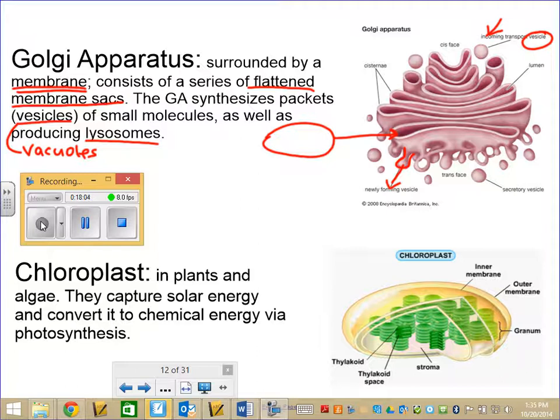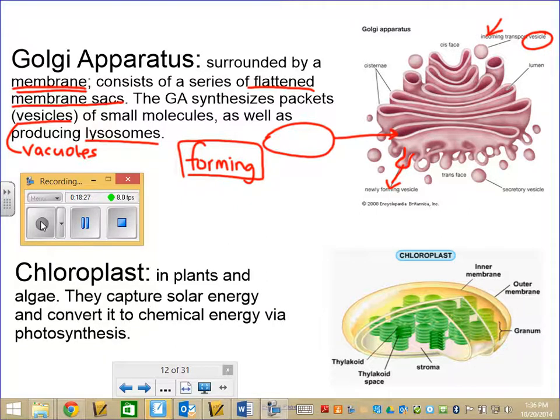Would anybody like to ask any questions about what the Golgi apparatus does? So if you look and you see something forming, a vesicle or a vacuole forming in a picture, that's your clue that the Golgi apparatus is really close by.